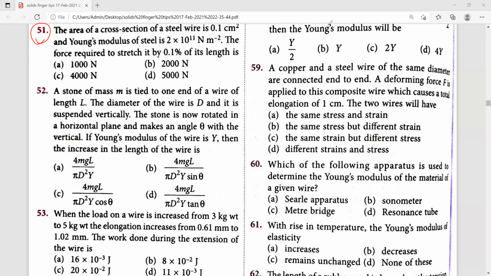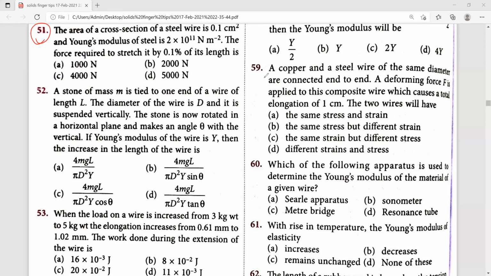So 51st question, what they asked. The area of cross section of a steel wire is 0.1 centimeter square and Young's modulus value for steel is 2 into 10 to the power of 11 Newton per meter square. The force required to stretch it by 0.1% of its length is, 4 options they have given, we have to choose the right answer.